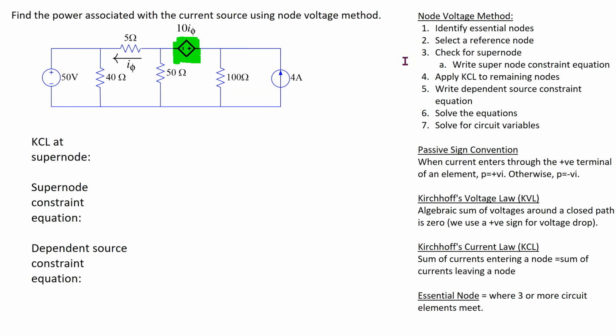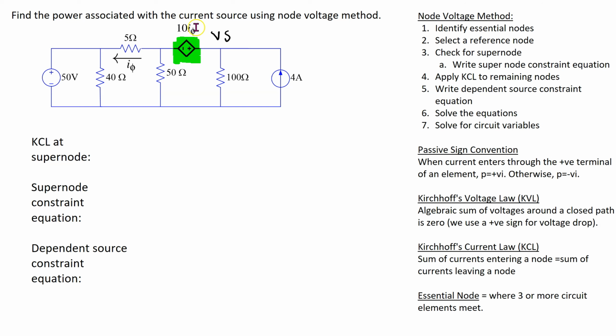In this example, we will see how to apply node voltage method to a circuit containing a dependent source and how to deal with the resulting supernode. In this circuit, the dependent source is highlighted here. We can see that there is a minus and plus inside the symbol.